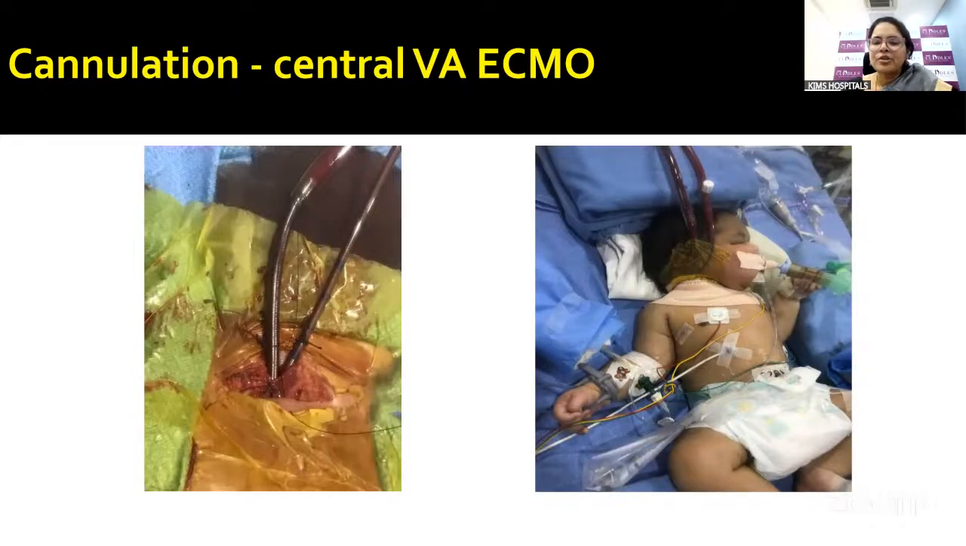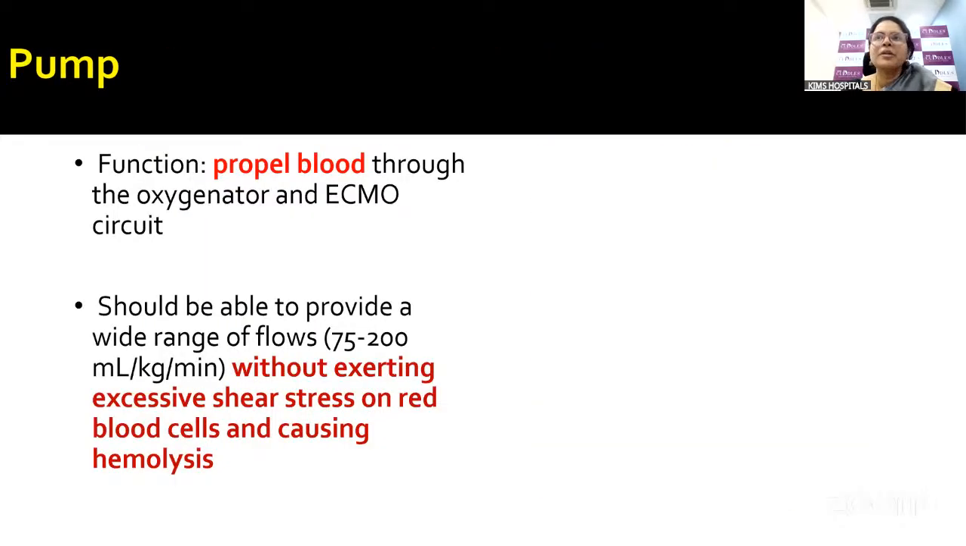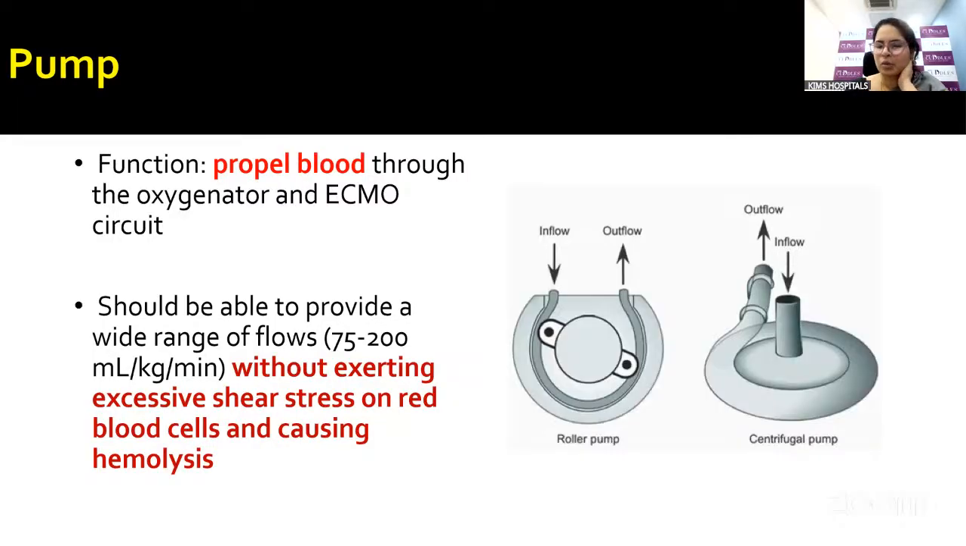This is a picture taken from the KIMS Secunderabad unit where central VA ECMO access has been placed intraoperatively. So this is about cannulation. The second important part is the pump, before we discuss the oxygenator and the practical running of ECMO. The function of the pump in the ECMO circuit is of course to propel blood through the oxygenator and the rest of the circuit. It must be able to do this to provide a wide range of flow. The usual range of flow would be around 80 to 120 ml per kg per minute, without exerting shear stress on the red cells and causing excessive hemolysis. There are two widely used types of pumps. The roller pump is less widely used. The centrifugal pump is the most commonly used type of pump.